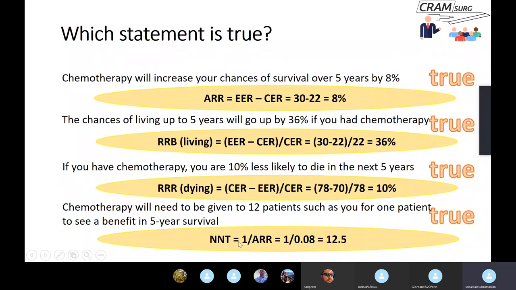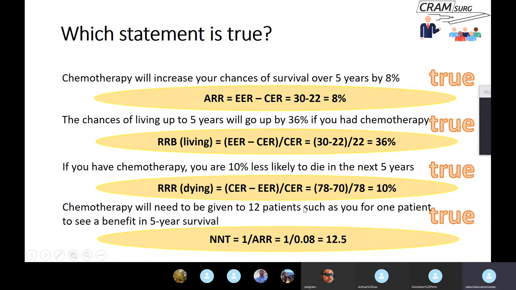So the reason the number needed to treat is important is that it gives some idea to healthcare providers and funders as to how useful a particular treatment will be to society, because it tells them here that you need to give chemotherapy to 12 patients for one person to see a benefit in their 5-year survival rates. Okay, so these are all useful parameters of risk.